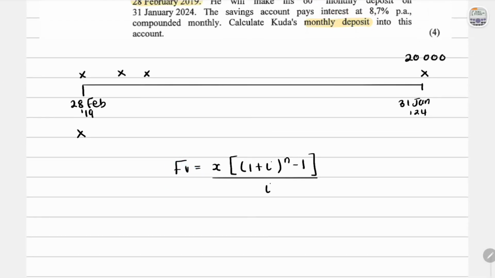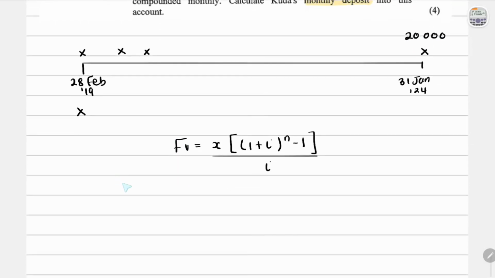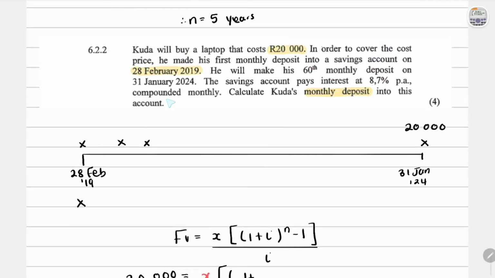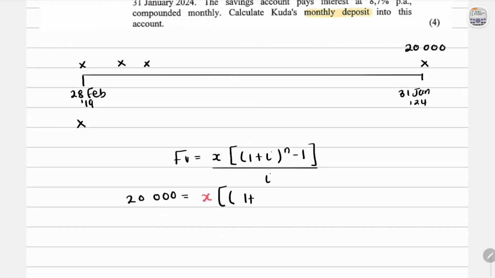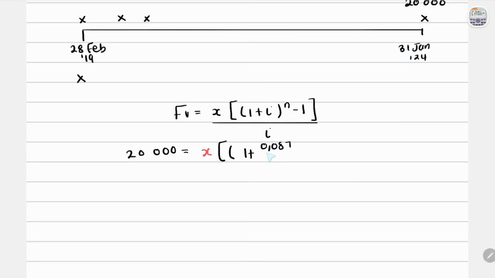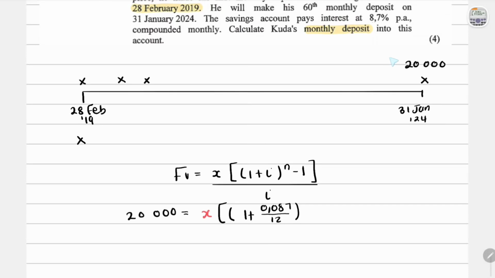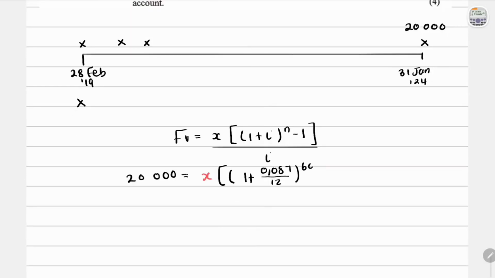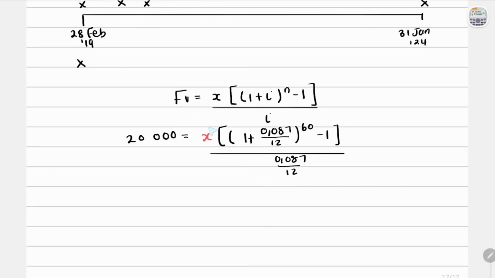So the future value, the amount that he wants to have, is 20,000 rand. And then the amount that he keeps depositing, x, we don't know that and we're trying to find that. And then we also know the interest, so 1 plus, and we know it's compounded monthly. So it is 0.087, and this goes over 12 because it's compounded monthly, and then raised to the power of 60, okay, because 60 deposits, and then minus 1 all over the interest again. Again, so 0.087 over 12. And we just need to get to the x.